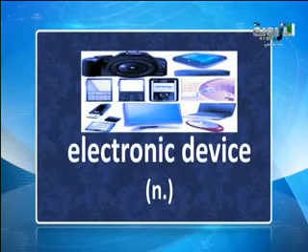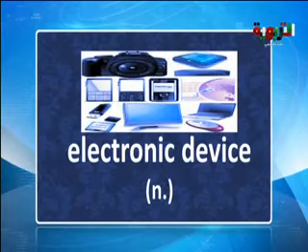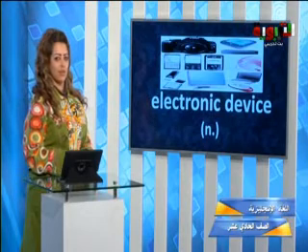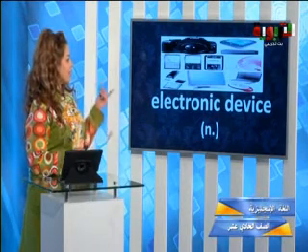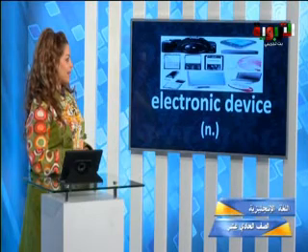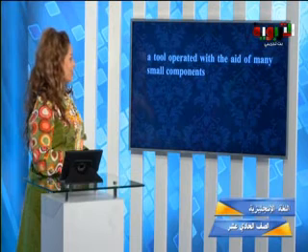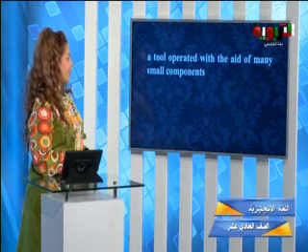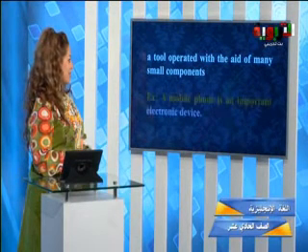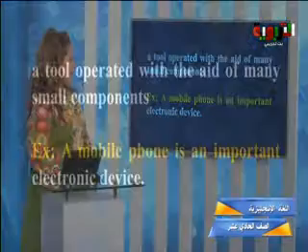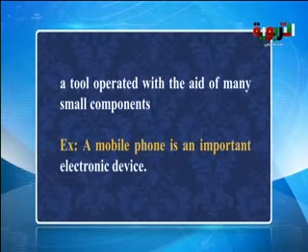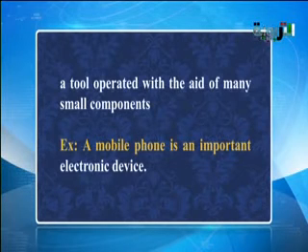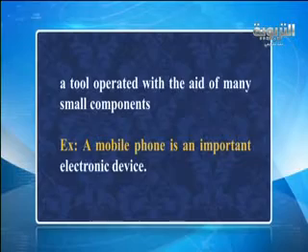Our next word is electronic device. Electronic device is a noun. We can see there are phones, cameras, iPad, laptops. Let's look at the definition together. It's a tool operated with the aid of many small components. For example, a mobile phone is an important electronic device. Let's repeat the word again. Electronic device.